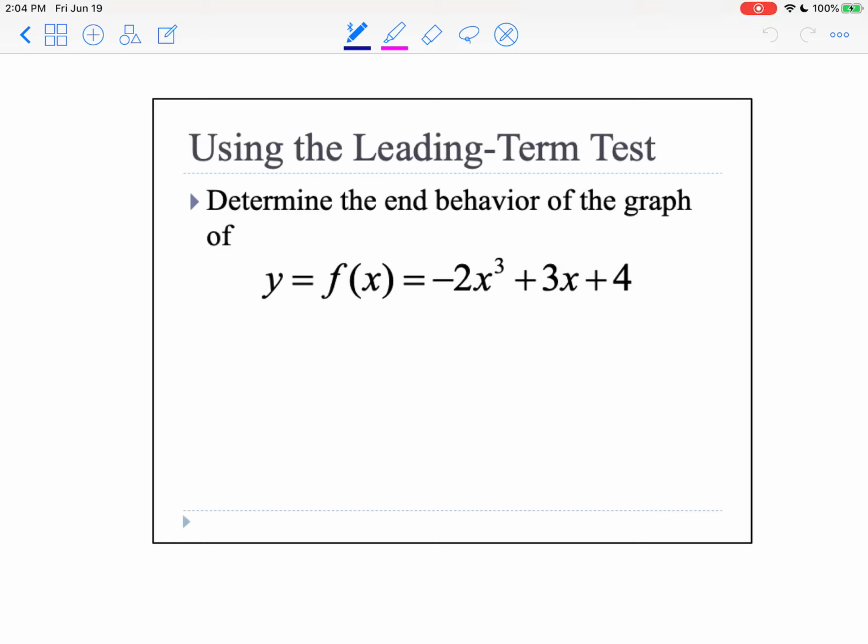Hey everybody, I'm back here. Let's go ahead and now use what we learned about power functions to determine the end behavior of this graph.